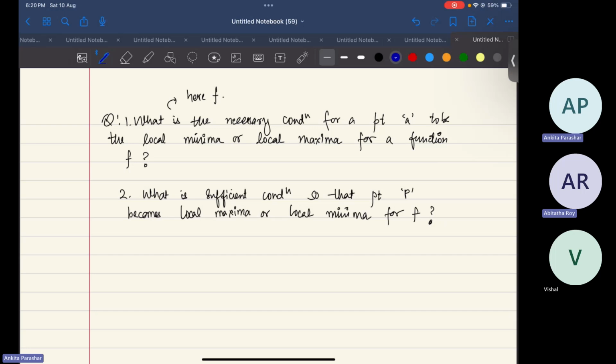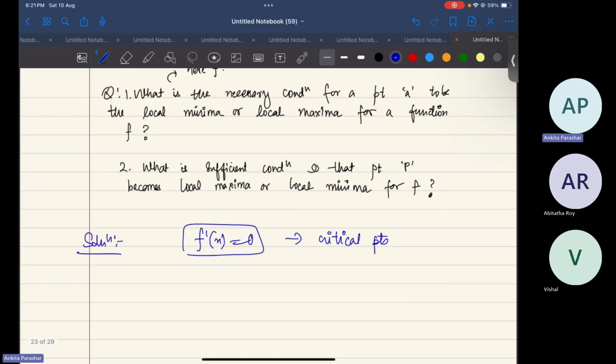Like I remember for one variable, for a point a to be either a local minima or a local maxima, it has to be one of the critical points of the function. What is the condition for being a critical point? We get the critical points by first taking the derivative of the original function and finding its roots. So this equation gives you critical points.